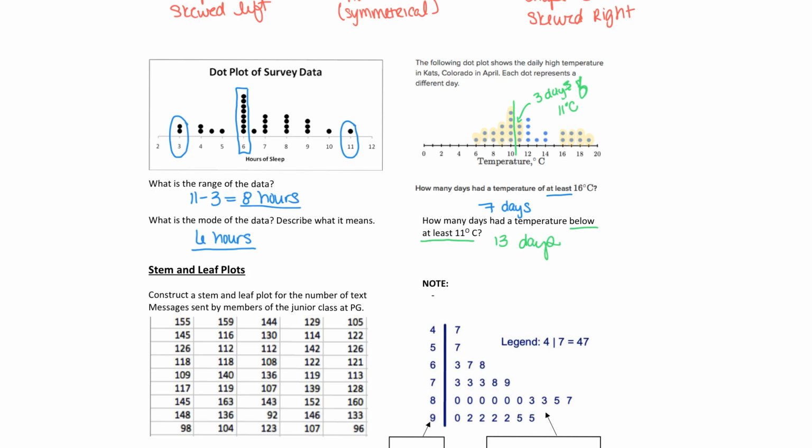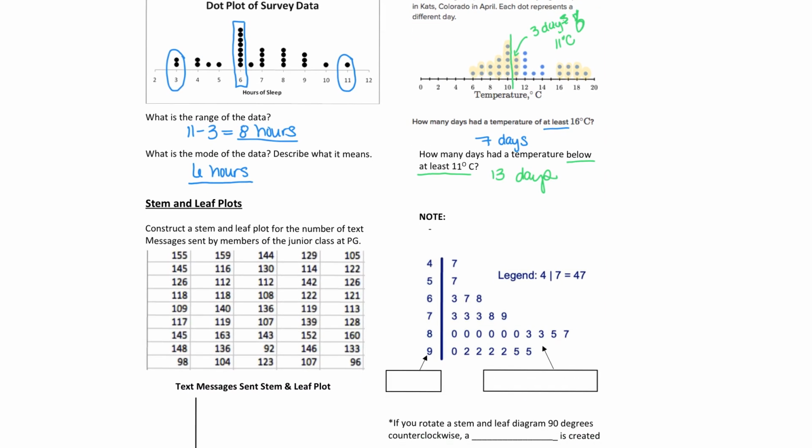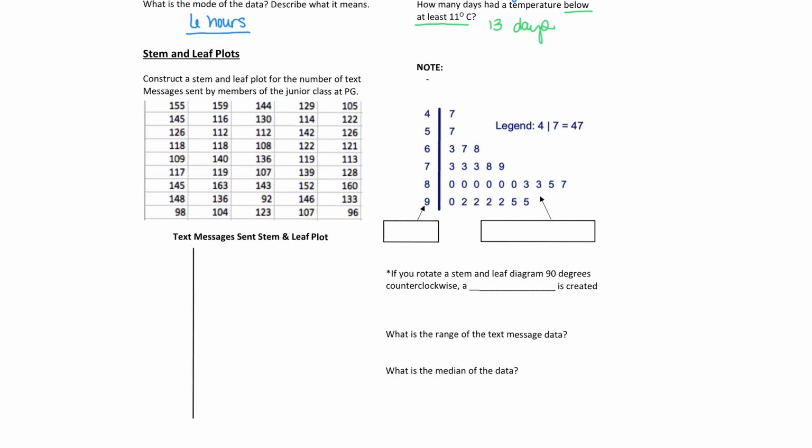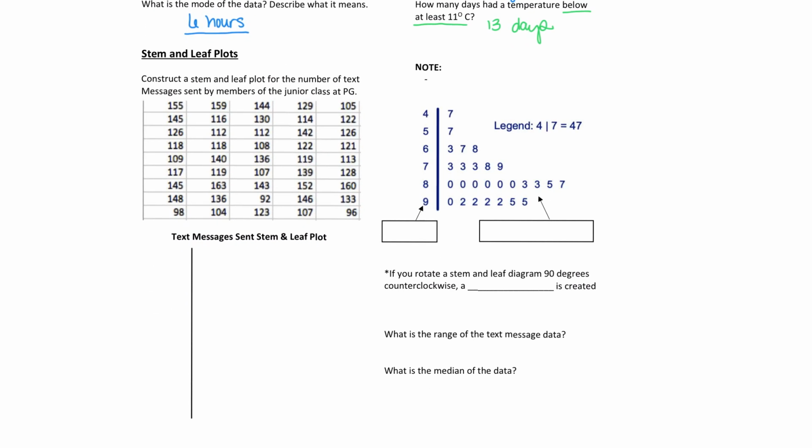So that is all I have for dot plots. That is all of the basic information for those. Next, I want to talk about a stem and leaf plot, or a stem and leaf diagram, sometimes they're called. So let's look at on the left, it says stem and leaf plots. Construct a stem and leaf plot for the number of text messages sent by members of the junior class of PG. So PG represents Porter-Gaud School, and these are high school students.